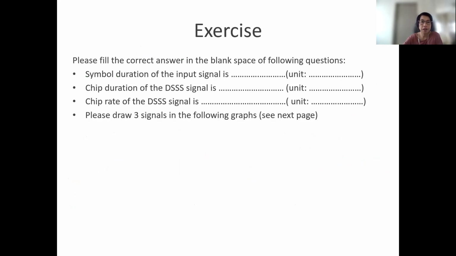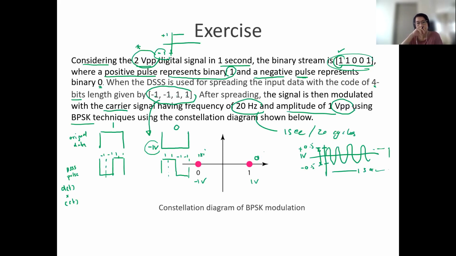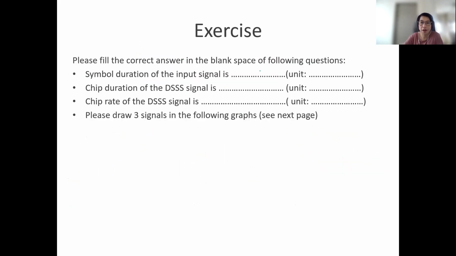And it asks you to find the symbol rate. What is the symbol rate of the input signal? It is 5, because you can see that this is 11001, right? You observe in 1 second. So here is 5.